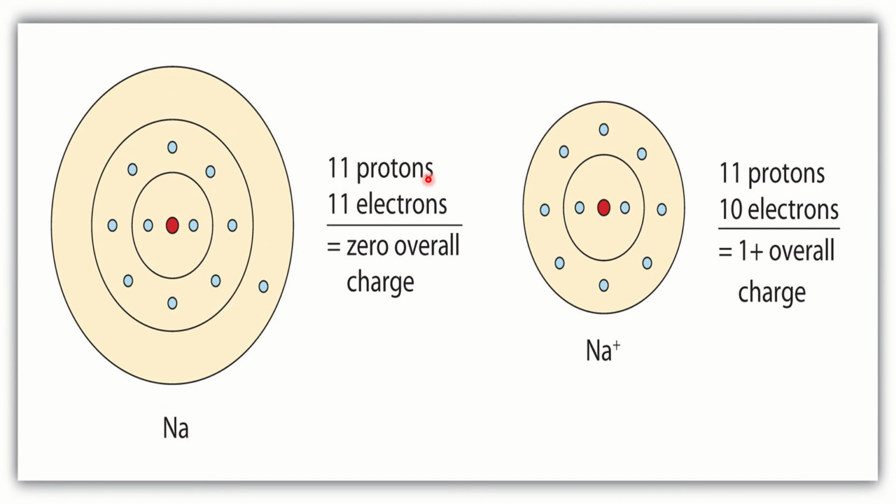Sodium has 11 protons, 11 electrons. That means 0 charge, 11 protons, 11 electrons, charge is 0. But in the sodium ion, when 1 electron is released, it has 11 protons in its center, but now it has 10 electrons. So its charge is +1 because it has 1 proton more than its electron. So the sodium atom is neutral, but the sodium ion is monopositively charged.